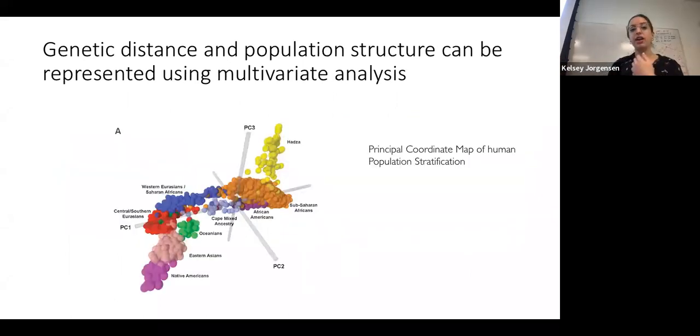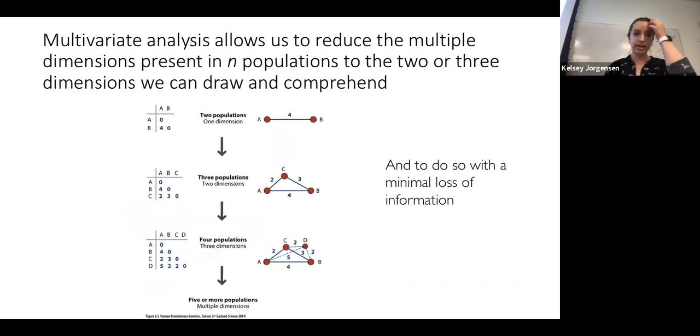And then another main analysis to look at population structure is what's called a principal component analysis, so a PCA. And this basically takes a lot of different variables and it reduces the dimensions so that it's more visually understandable, right, when you go to analyze the information. And it does this with a minimal loss of information.